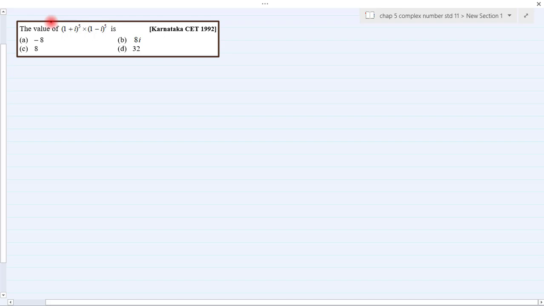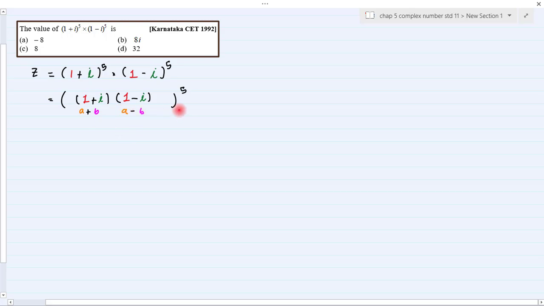In this question, we have to find the value of (1 plus i) raised to 5 into (1 minus i) raised to 5. Or we can say we have [(1 plus i) and (1 minus i)] raised to 5, which is actually in the form of (a plus b) into (a minus b), which is equal to a square minus b square.